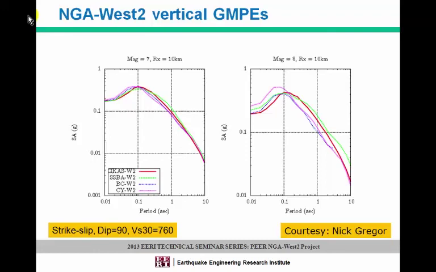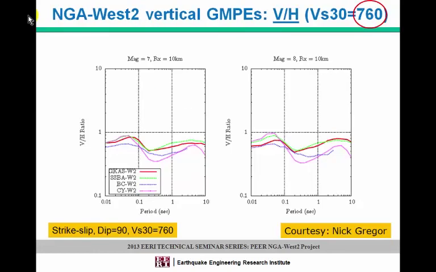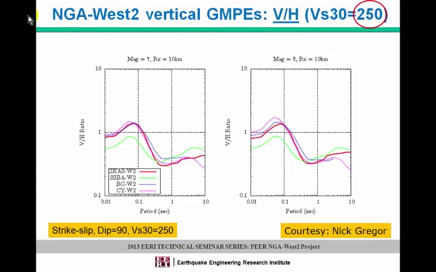One interesting thing I want to show: this is the vertical over horizontal spectral ratio. Left-hand side magnitude 7, right-hand side magnitude 8. 5 GMPE models. This is for 760 meters per second. The vertical axis is in log scale, so it's less than 1. That is good. But it's for 760 meters per second. You go to 150 meters per second, the ratio is more than 1. This is qualitatively consistent.